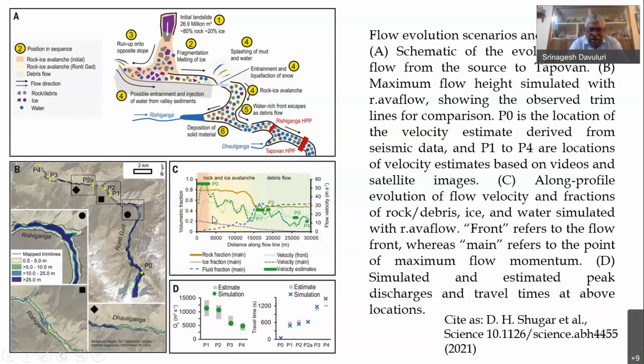And you can also see how much rock and ice and everything started flowing. It started flowing at 60 meters per second, almost 50 meters per second velocity. By the time it comes to P4, the velocity decreases to 10 meters per second.